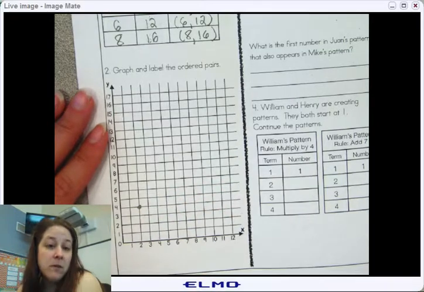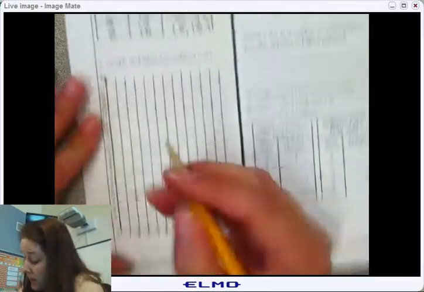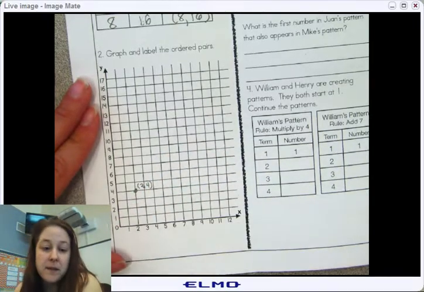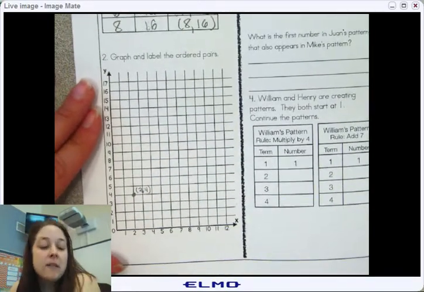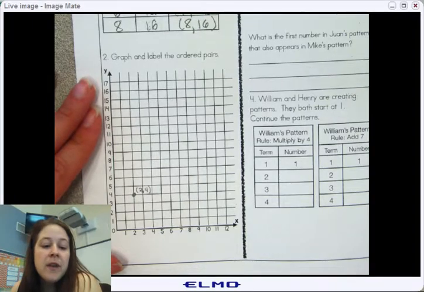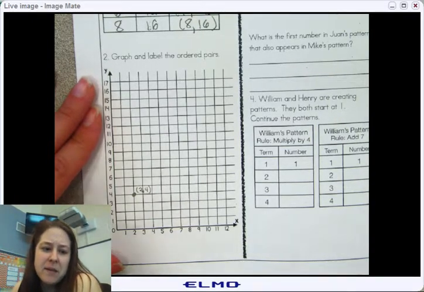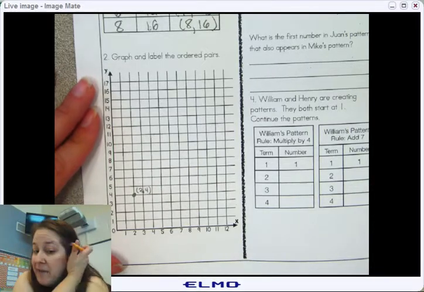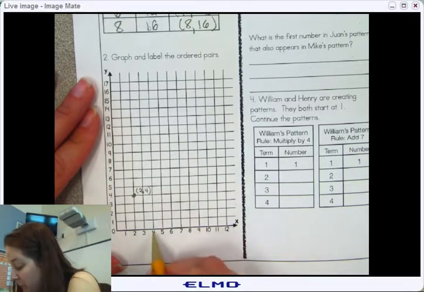Now how you label this one right here is going to be literally (2, 4) in parentheses. That's how you label them, because there is no letter associated with these. So therefore, you can't just label this A, B, C, D. Okay. If you'll take a moment and finish graphing the rest of them while I do mine.